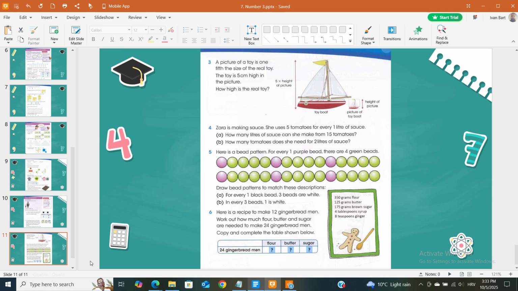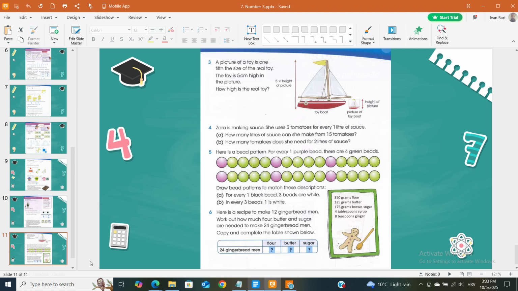Draw bead patterns to match these descriptions. A: For every 1 black bead, 3 beads are white. B: In every 3 beads, 1 is white. Here is a recipe to make 12 gingerbread men. Work out how much flour, butter and sugar are needed to make 24 gingerbread men.